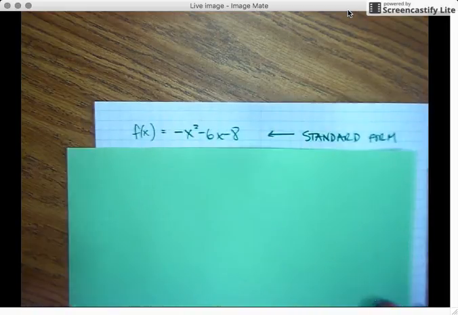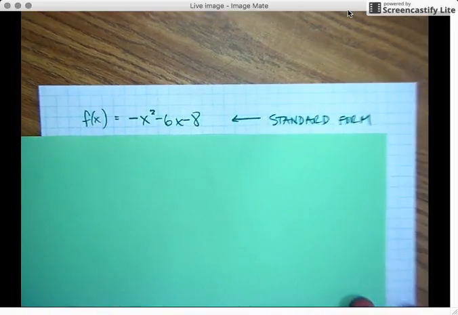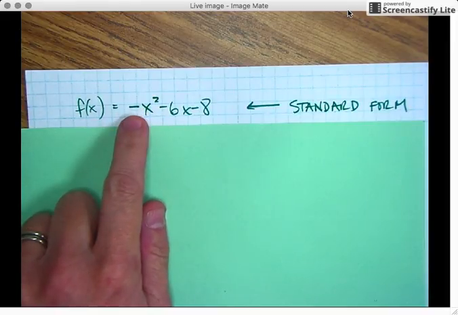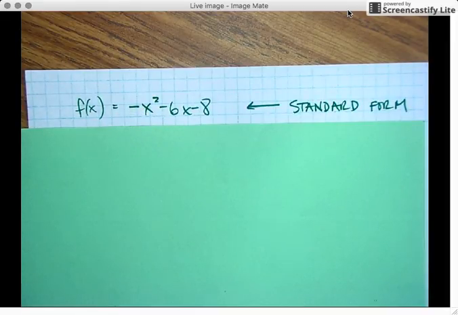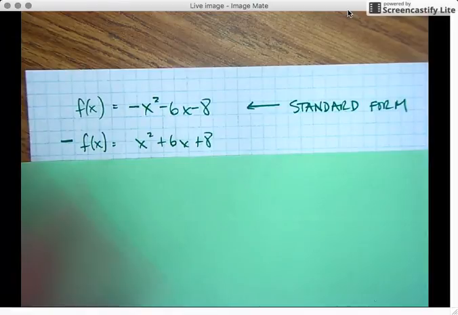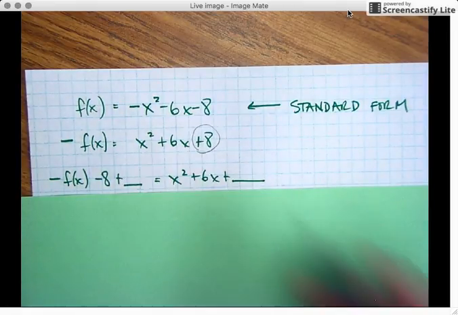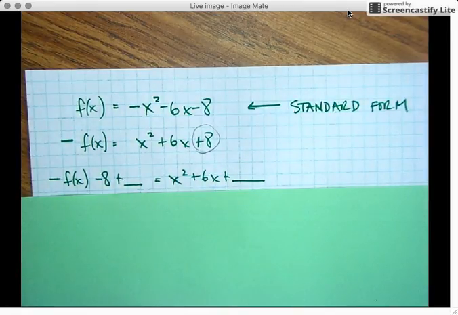Okay, so here's example number 2. All right, so notice that it starts off in standard form. You know to complete the square that the leading coefficient has to be a 1, not a negative 1. So my first step is to divide every single thing by negative 1 or multiply by negative 1. Those are the same. So here's my second line. Then I'm going to move the 8, move the constant to the other side and add in the blanks.